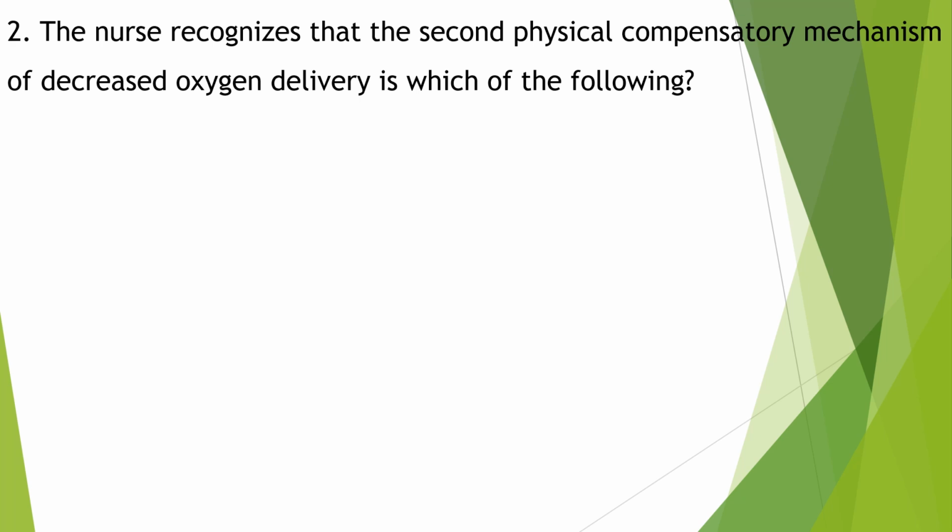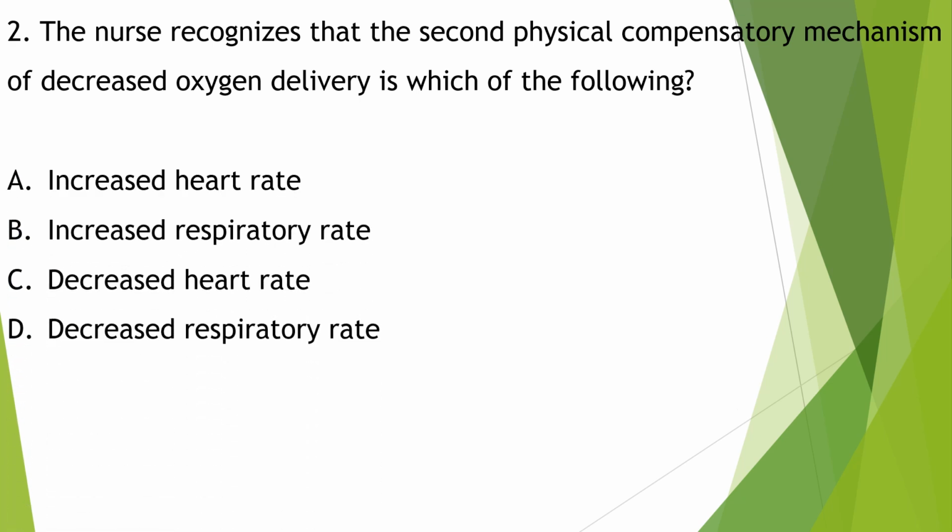The nurse recognizes that the second physical compensatory mechanism of decreased oxygen delivery is which of the following? What is the second compensatory mechanism a person does when there is decreased oxygen delivery? Is it increased heart rate, increased respiratory rate, decreased heart rate, decreased respiratory rate? So when oxygen supply is decreased, first there will be increased respiratory rate and the second mechanism is increase in heart rate.